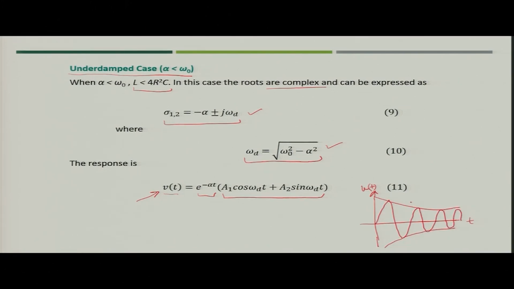In the series RLC circuit, we were looking at the current I with respect to time. In this case, since it is a parallel RLC circuit, we are interested in finding the voltage with respect to time. So, here you will again get an oscillatory response with exponential decay: exponentially decaying because of this term, and oscillatory because of this term.